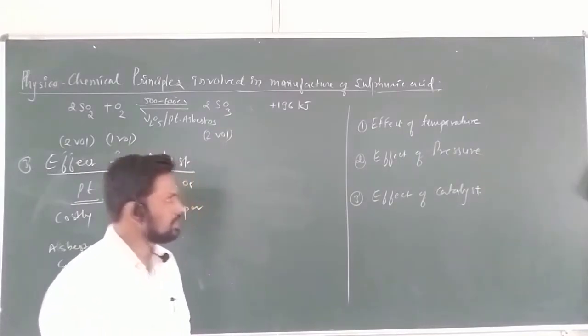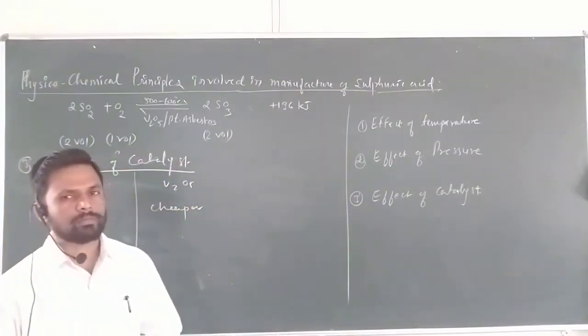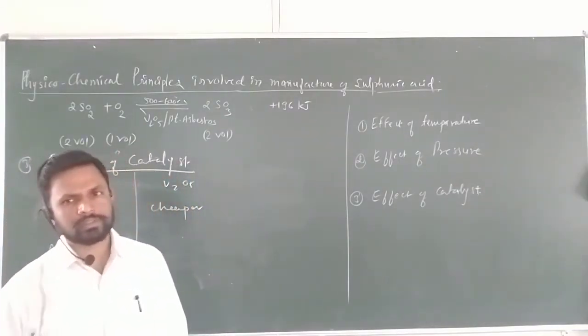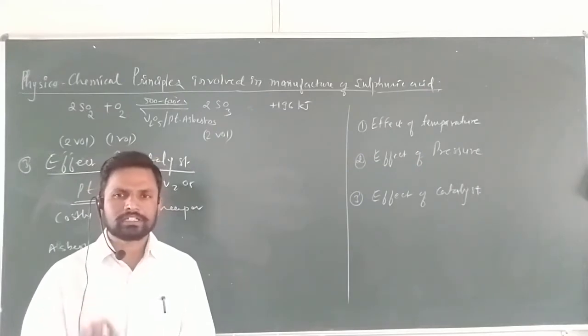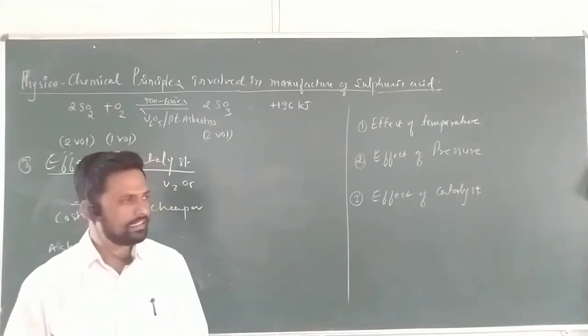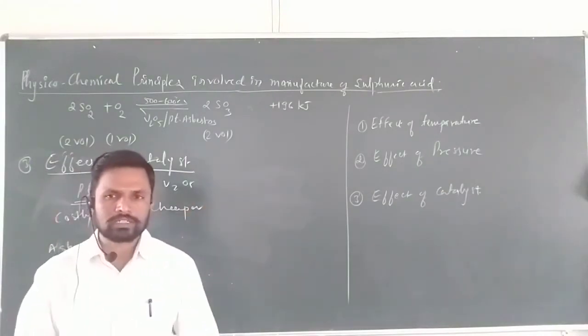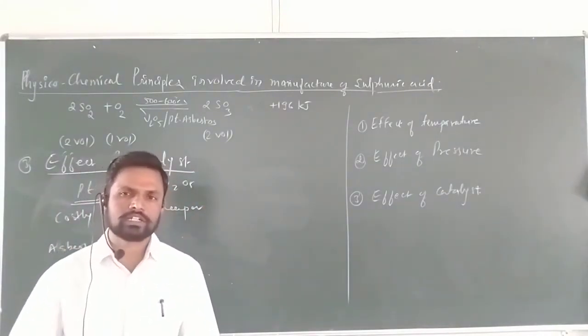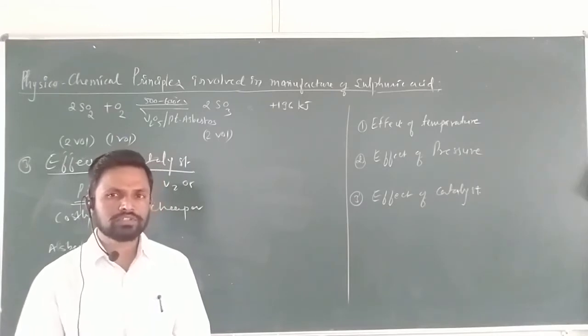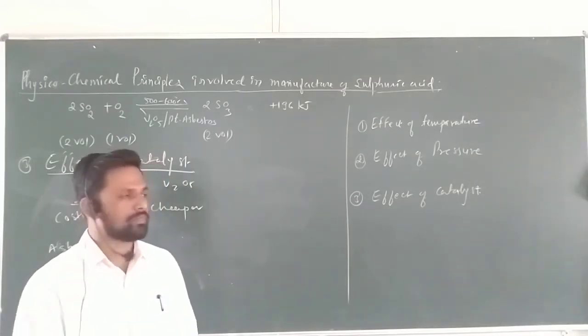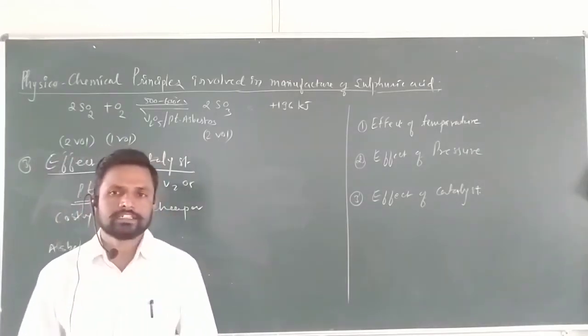So, these are the three important physicochemical properties. Temperature should be the optimum, where the temperature is 500 to 600 degrees Celsius. Why do we not require the lower temperature? At the lower temperature, definitely the rate of reaction is very slow. Therefore, you need to raise the temperature to the optimum, that is 500 to 600 degrees Celsius.